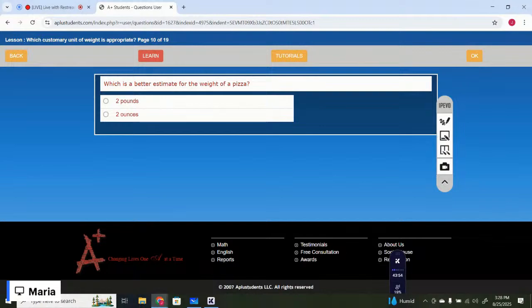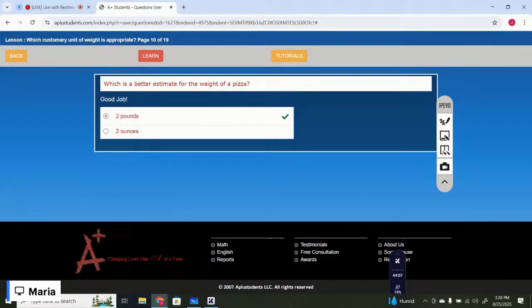Which is a better estimate for the weight of a pizza? It would be 2 pounds. Option number one is the correct option.